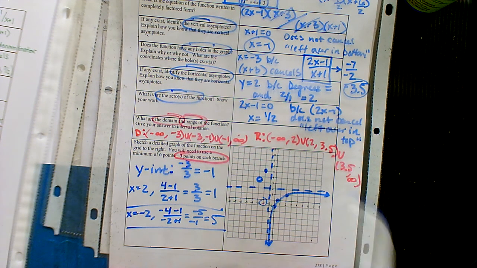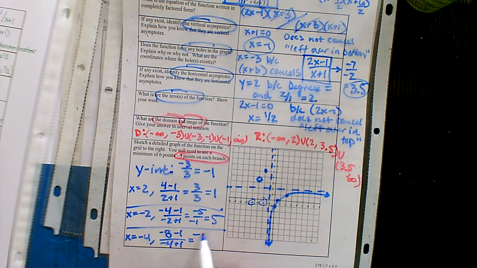Pick another point you're feeling. Maybe -4. Plug it in. -8 minus 1 over -4 plus 1, -9 over -3, +3.